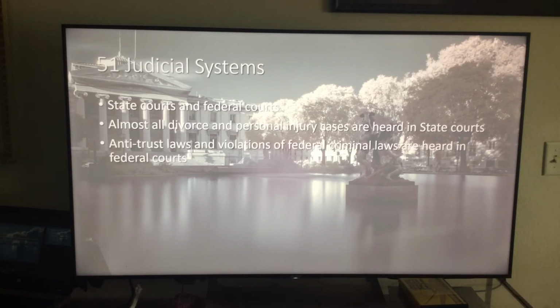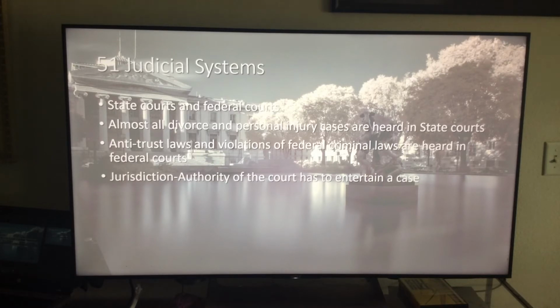Antitrust laws and violation of federal criminal laws are heard in federal courts. Antitrust is monopolies. If a company has set up a monopoly, the federal government can get involved. That's their jurisdiction. So state courts have their own set of laws, and then the national government has its own set of laws. And those court systems deal with those things.